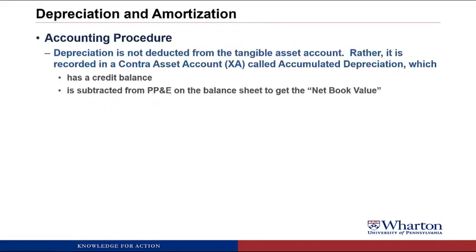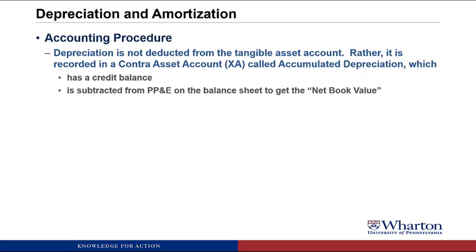Now let's talk about the accounting procedure for depreciation and amortization. Starting with depreciation. Depreciation is not deducted from the tangible asset account. So in other words, if you were taking depreciation on a truck, you wouldn't deduct it from the truck account. Instead, the depreciation is going to be recorded in a contra asset account called accumulated depreciation. A contra asset is denoted by XA in parentheses, and it has a credit balance, which means that contra assets go up with credits and down with debits.